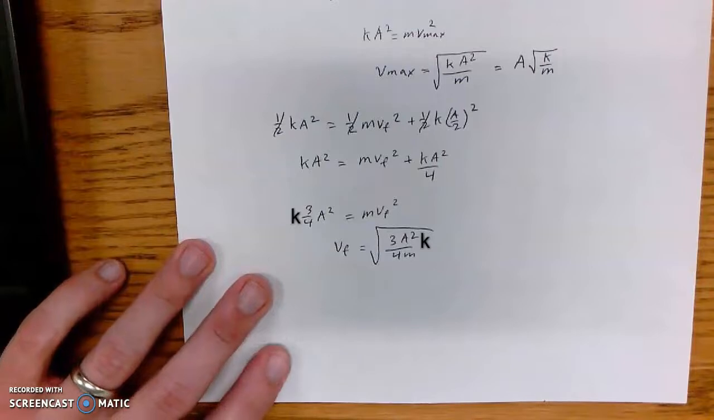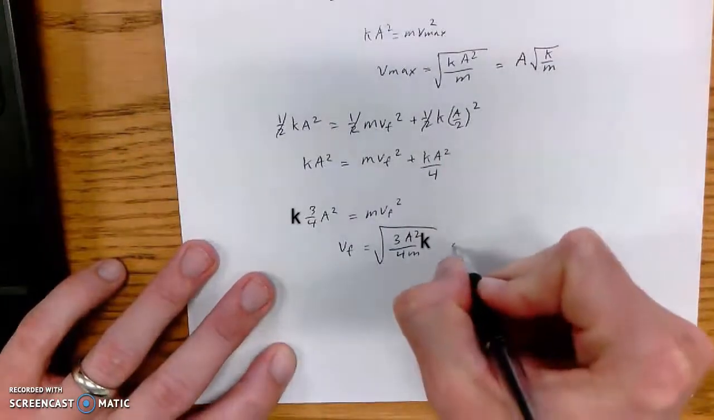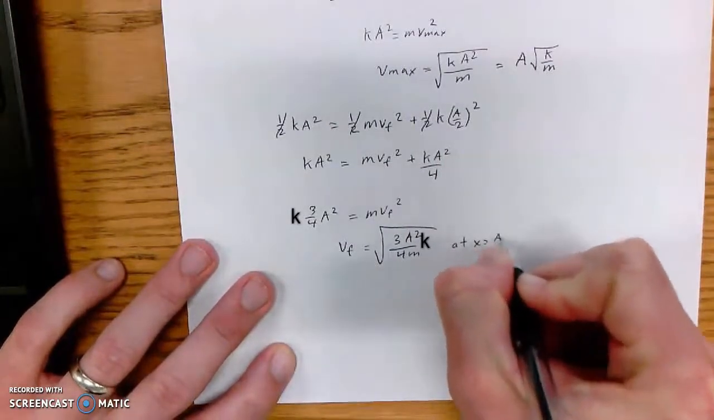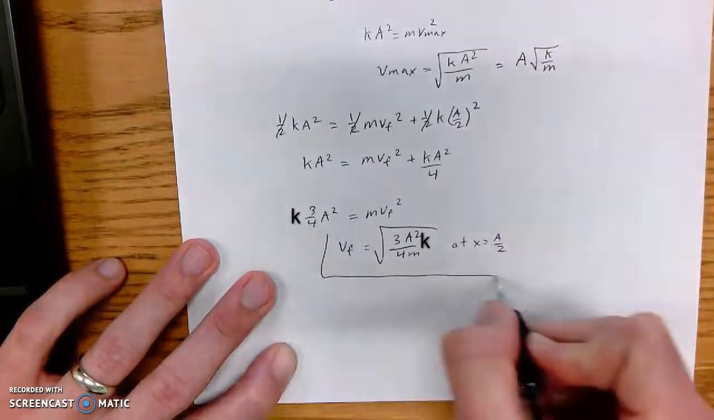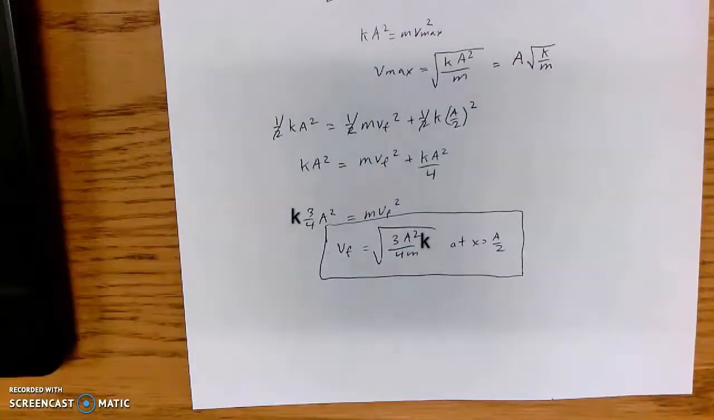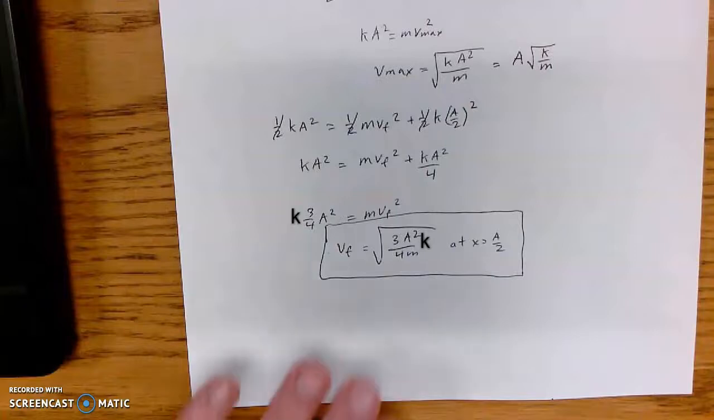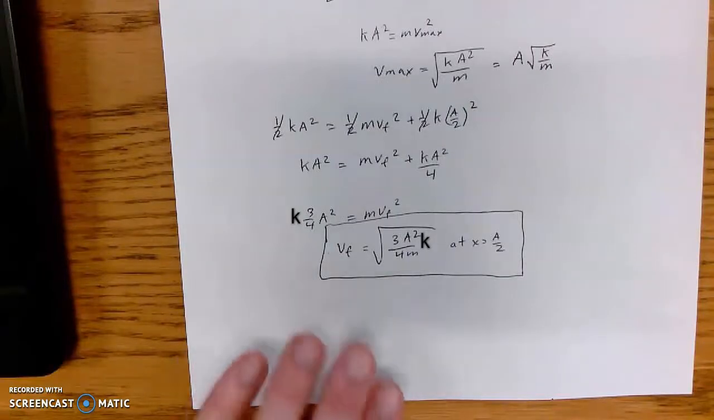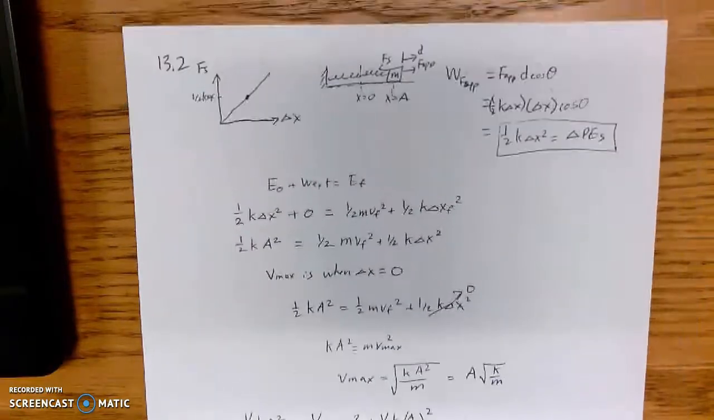Again, you're not memorizing this. This is just the speed at x equals A over 2. That would be the speed. That's kind of like just a practice problem, if you will. Okay, that's energy for a horizontal spring where it's oscillating back and forth across a frictionless table.